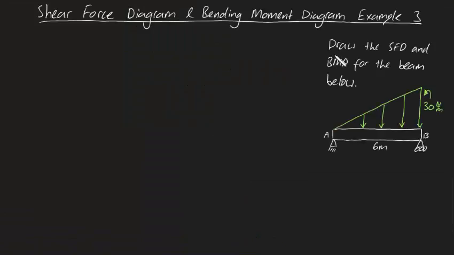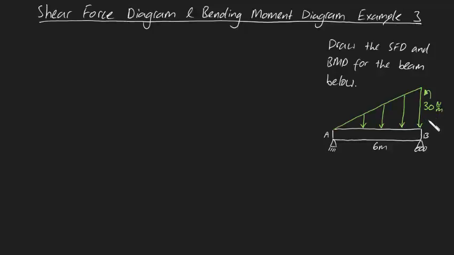G'day guys, welcome back. In this particular video I'm going to be showing you how to draw the shear force diagram and bending moment diagram for the beam below. So what we've got here is this 6 meter long beam. It's simply supported, and what we've got here, interestingly enough, is this linearly increasing distributed load. And at this particular point just here, we're given that the distributed load is 30 newtons per meter, right?